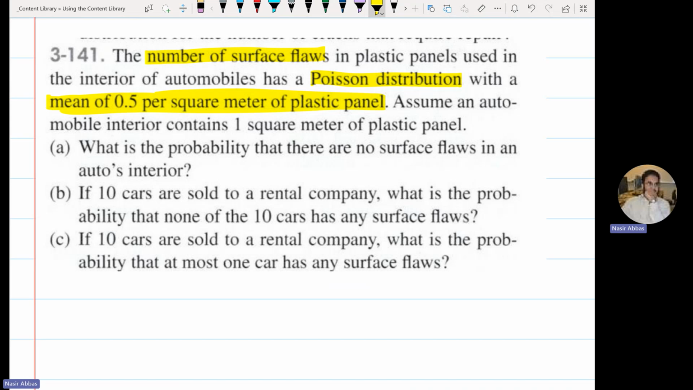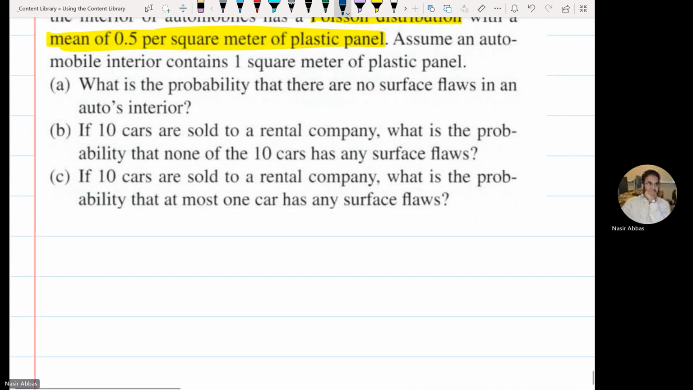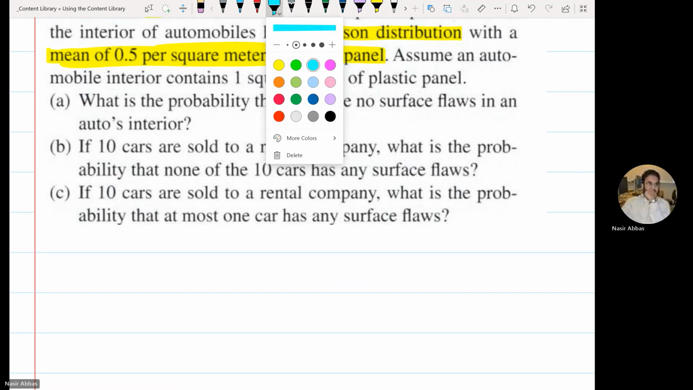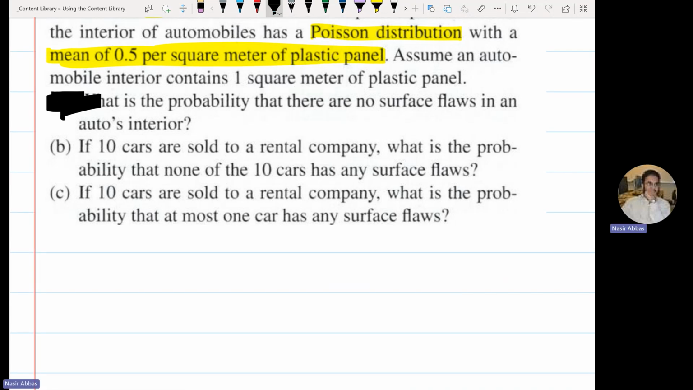There is no trick of units here. Lambda is given in what units? Per square meter. And the question is per square meter, so don't worry about the units. The trick is in part B. So let me first solve part A, because in the exam, we might give you part B straight away without part A. Let me do that.